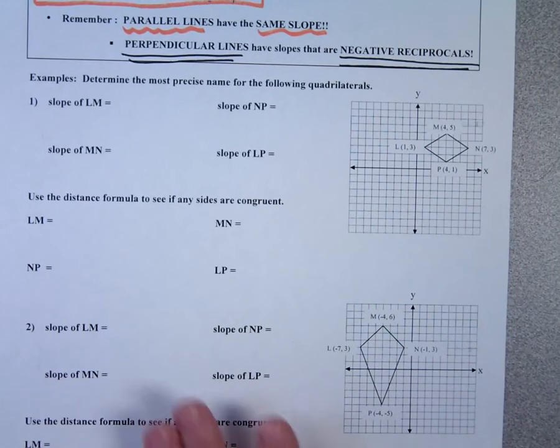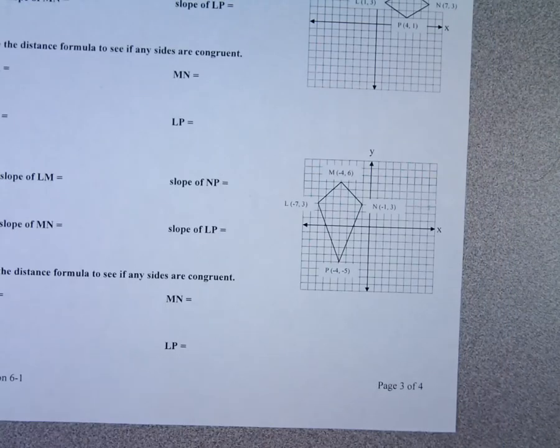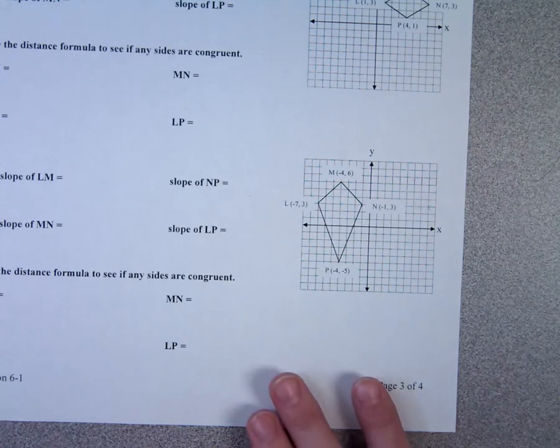is figure out what shape it is exactly. And really the only way to know exactly is to use the formulas. Now, when I look at this picture, what's this look like? It definitely looks like a kite.